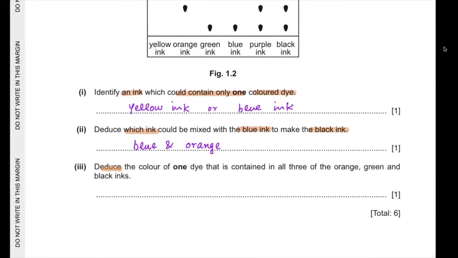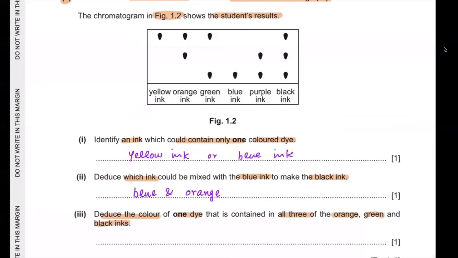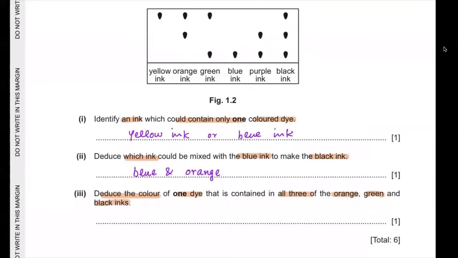Now next part, deduce the color of one dye that is contained in all three orange, green and black inks. So if you see, they are asking for orange, green and black inks. Here we have the spot of the orange ink. Here we have the spots of green ink.